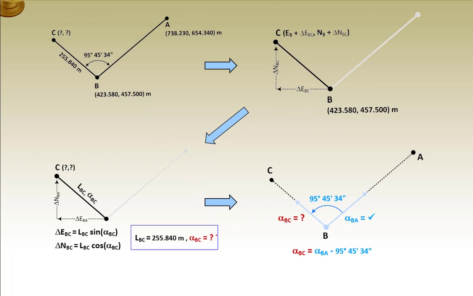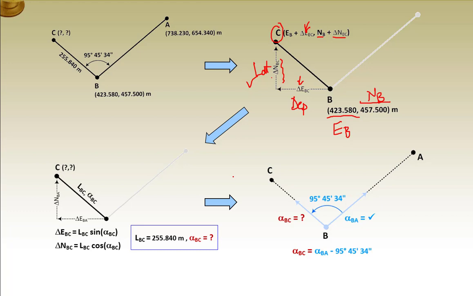If you want to calculate the coordinates of point C, all we have to do is calculate the departure between B and C, which is delta E from B to C, and then calculate the latitude, delta N from B to C. If we calculate these departures and latitudes of the course BC, then we take the easting of coordinate B and add to it the departure between B and C. Then we take the northing of point B and add to it the latitude between B and C.